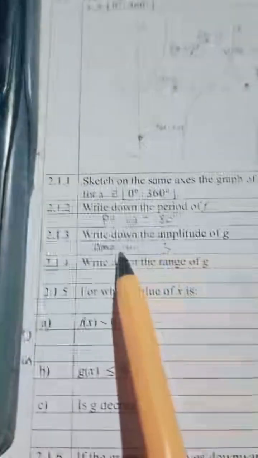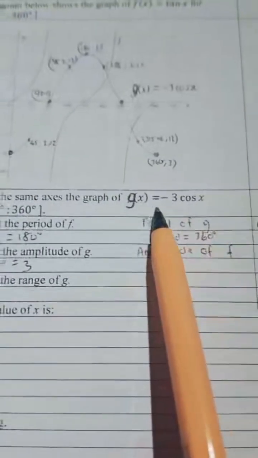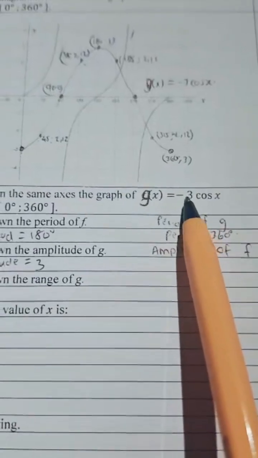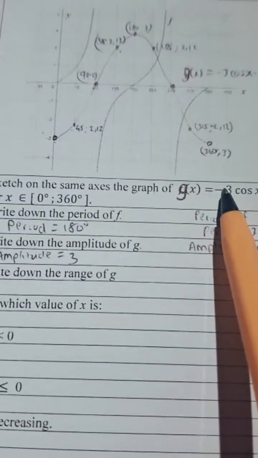Remember, when I asked you about the amplitude of G, if you remember very well, I said the amplitude of G is going to be the value of the coefficient, but we ignore the sign, okay?